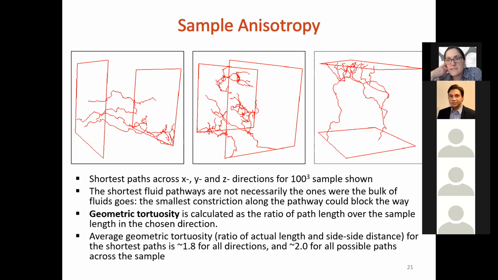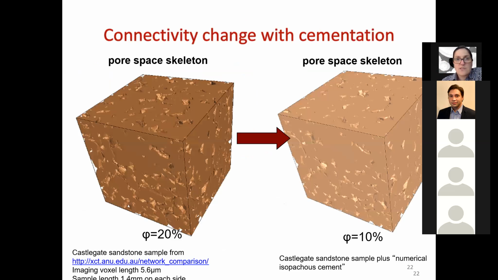So the benefit of it is that you can sort of say something about how fluid flow would go in this image without actually doing fluid simulation, which can be a major undertaking. So it's one way to analyze things. I tend to get that the average geometric tortuosity, especially in sandstones, is about 1.8. Now that differs from medium to medium. So here is how it changes both connectivity and tortuosity, how it changes with some numerical cementation.